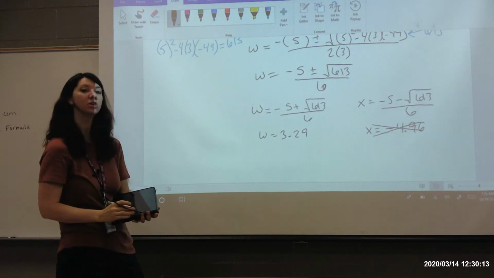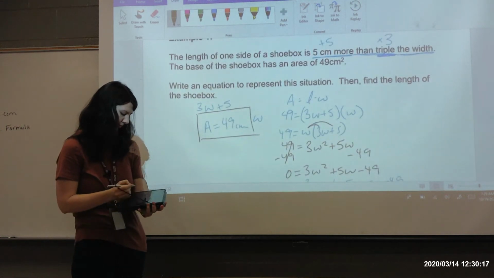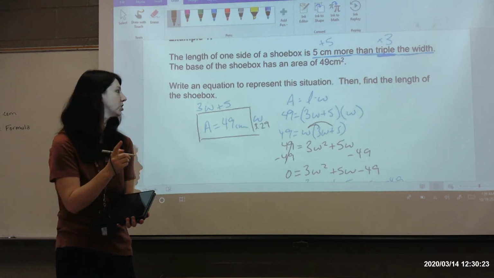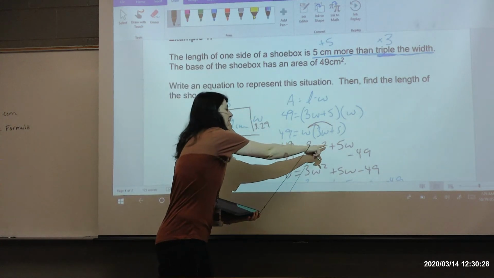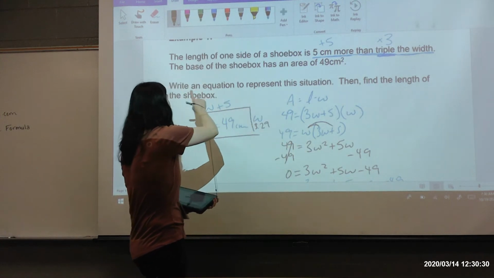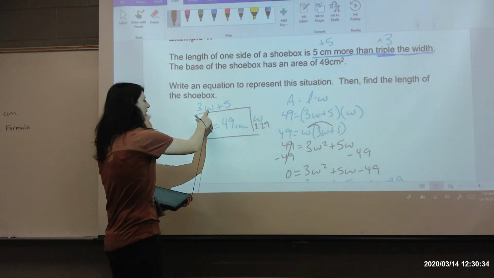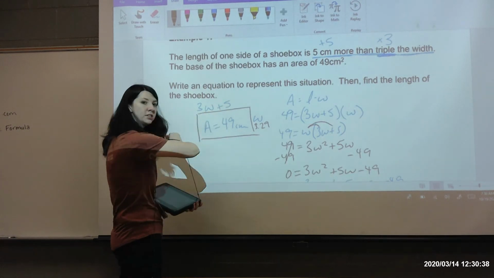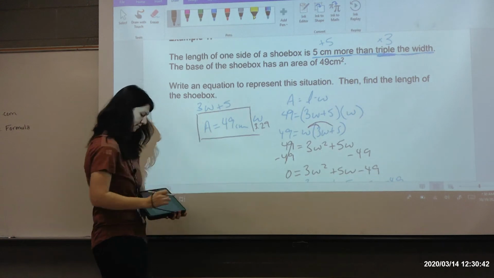My width is 3.29 centimeters. Okay, so I can plug that in here, 3.29. Now, is that what my question was? Write an equation to represent the situation. Okay, we did that here. Then find the length of the shoebox. So I don't want width, I want length. Well, that's okay, I have an equation here. It's just triple the width plus 5 more centimeters, right? 3 times the width, which is 3.29, plus 5.